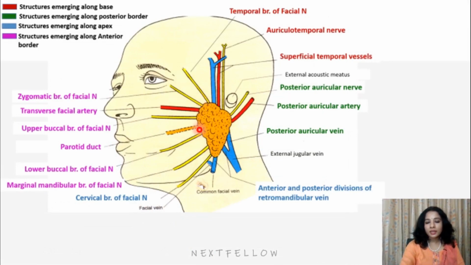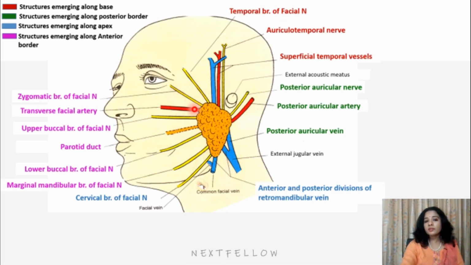And here is the anterior border. Structures emerging from the anterior border are, one, the parotid duct, as we know, and the terminal branches of the facial nerve, that is the temporal branch and zygomatic branch, both arising together, the zygomatic or temporal, then above the duct the upper buccal and below the duct the lower buccal branches, and we have the marginal mandibular and cervical branch of the facial nerve. So these are the branches which are given off within the gland and emerge from the anterior border.